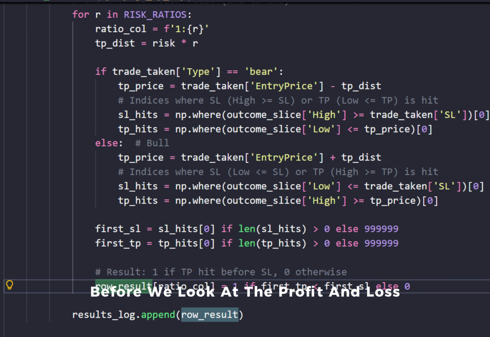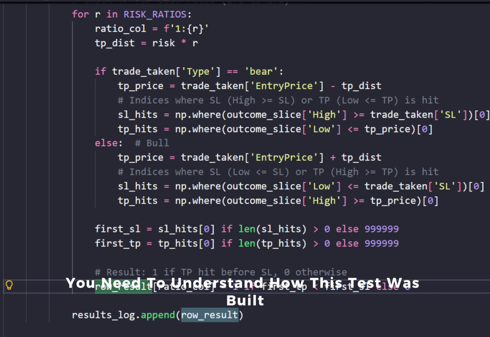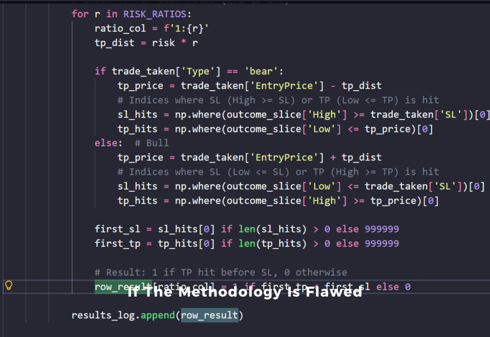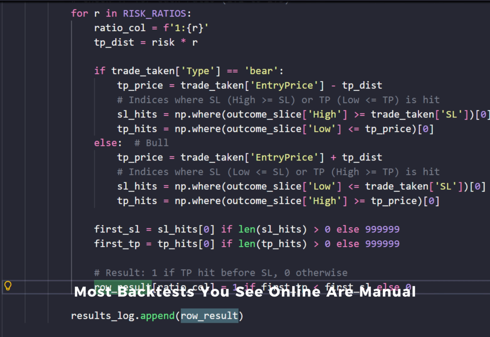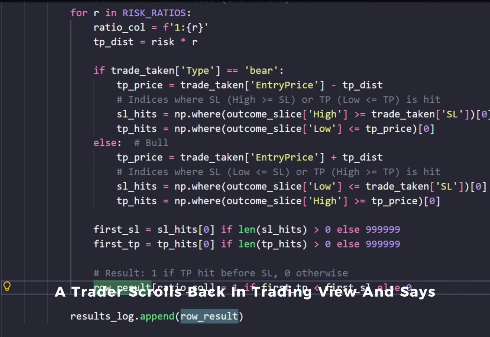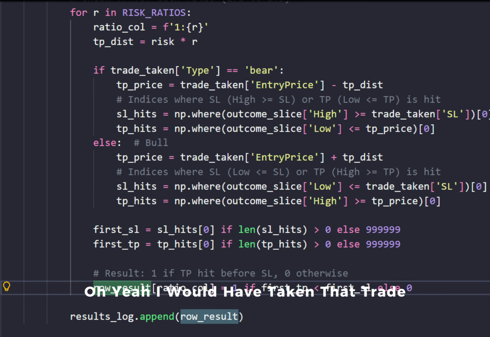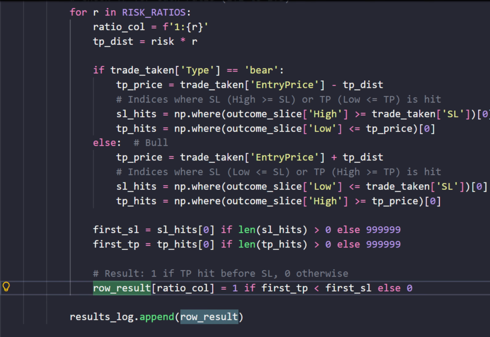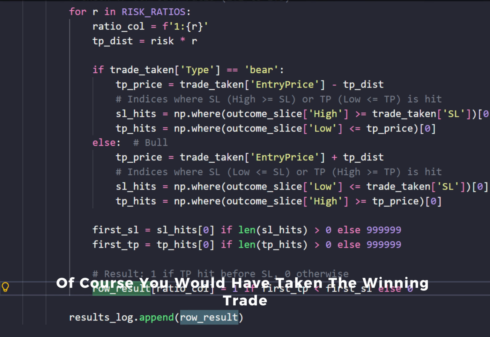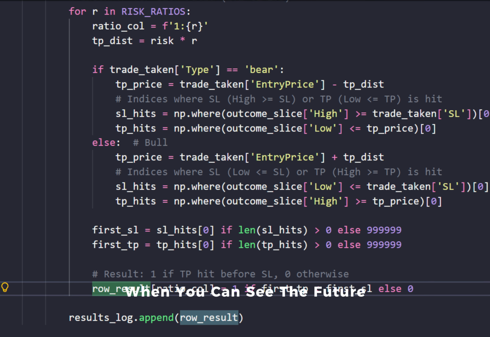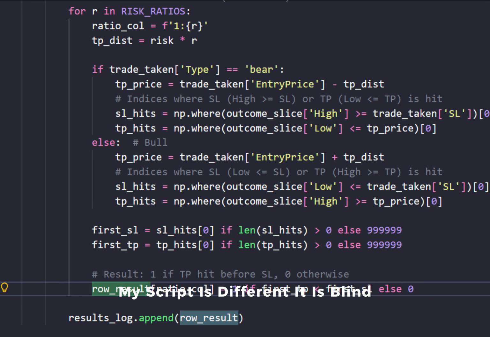Before we look at the profit and loss, you need to understand how this test was built. If the methodology is flawed, the results are garbage. Most backtests you see online are manual. A trader scrolls back in TradingView and says, "Oh yeah, I would have taken that trade." That is called hindsight bias. Of course you would have taken the winning trade when you can see the future. My script is different. It is blind.